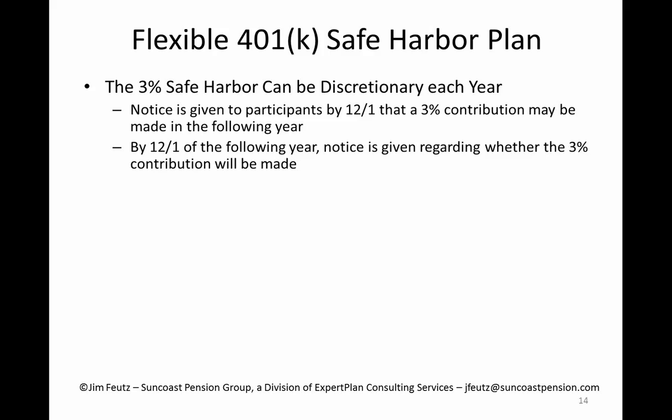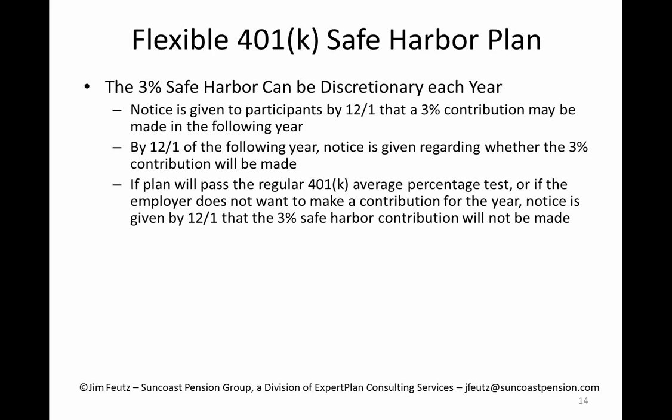So that gives you 11 months into the year to see, first of all, is it a good year, profitable, and make the contribution. And also, if it turns out that the employer will pass the regular 401k average deferral percentage test, or if the employer just doesn't want to make a contribution for the year because maybe it's not a profitable year, you give the notice by December 1st of the year that the 3% contribution will not be made. Then, of course, at the same time, you tell the employees, by the way, we may make the 3% next year, and we'll let you know next year if we're going to do it.